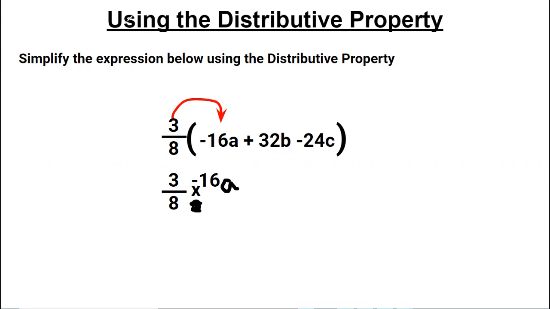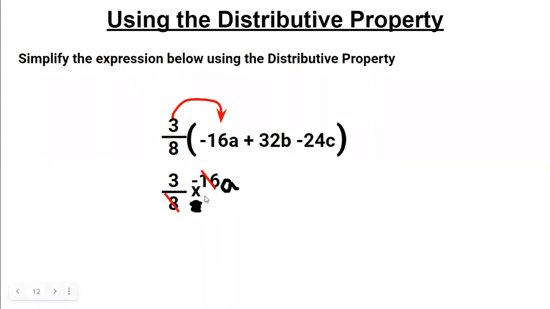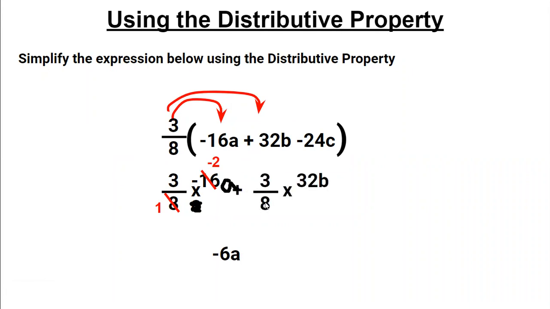Okay, so you can cancel the 8 and the negative 16. 8 will go into negative 16 twice, negative 2 times, and 8 goes into itself once. So now I have 3 times negative 2a, which is negative 6a. Now I use the distributive property on the second term. So that's going to be 3a times 32b. 8 will go into 32 and cancel it 4 times, and 8 into itself goes once, and then we can multiply 3 times 4, and we get 12b.